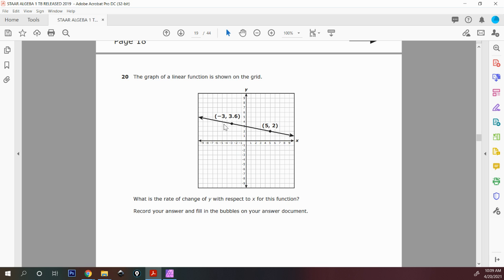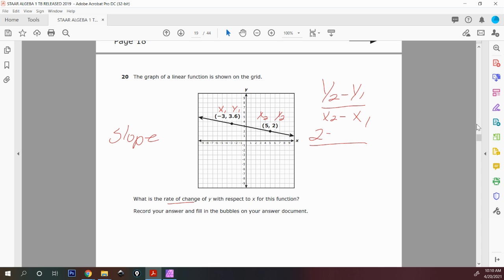20, the graph of a linear function is shown on the grid. Rate of change is the same thing as slope. So we're trying to find the slope. So I'm going to call this x1, y1, x2, y2. And remember, we had a slope formula that said we take y2 and subtract y1, and then we do x2 minus x1. So we're just going to go in and fill that in.